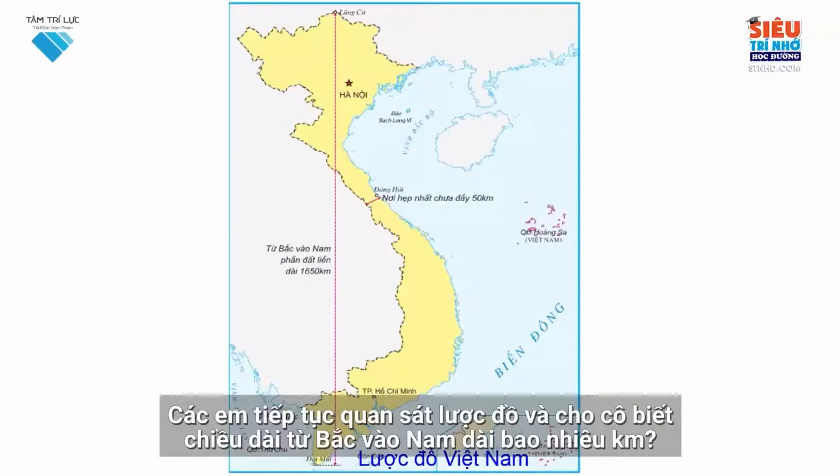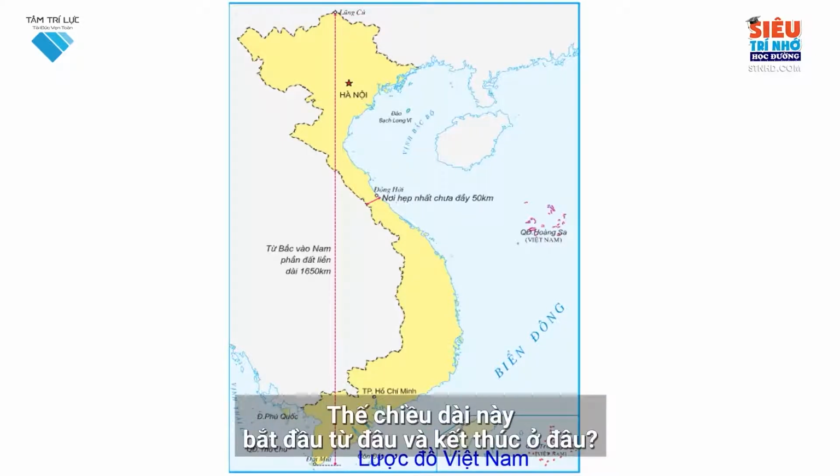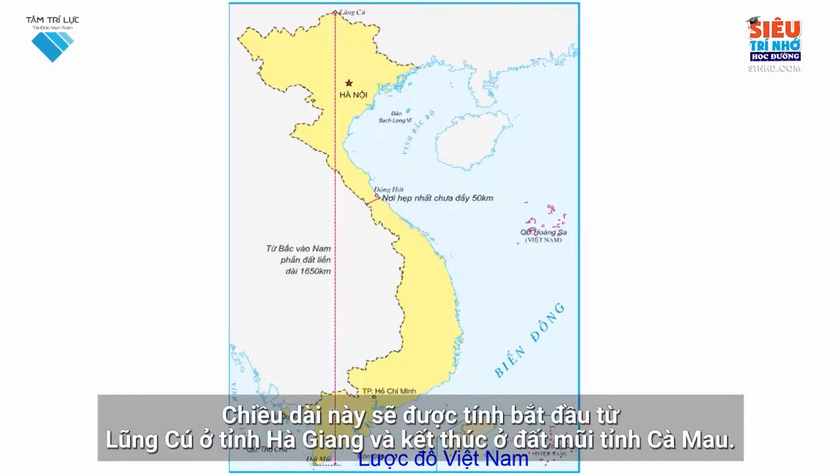Look at the map again and tell me what the length from the north to the south is. From the north to the south, it is 1,650 kilometers long. So, where does this length start from and end at? This length starts from Lung Cu in Ha Giang province and ends at Ca Mau province.